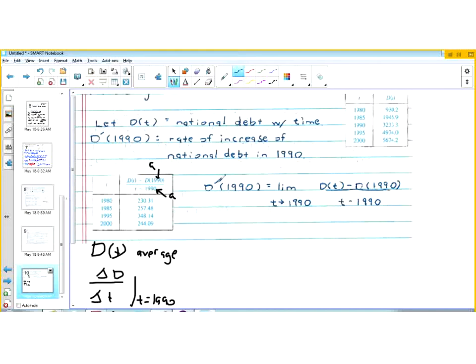in 5-year increments. And of course, when we want to know the instantaneous rate of increase in 1990, we have to take the derivative of the debt function and evaluate it at 1990. All we do is take the limit as t approaches a to get the instantaneous rate of change of the debt function in 1990. So in 1990, we could say that the debt was growing at a certain rate. Okay, so that's all that means. And of course, in this case, we don't have a function for D. All we have is a table. Okay, a couple more examples.